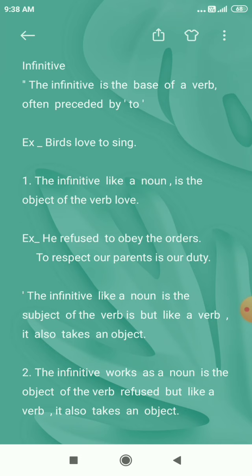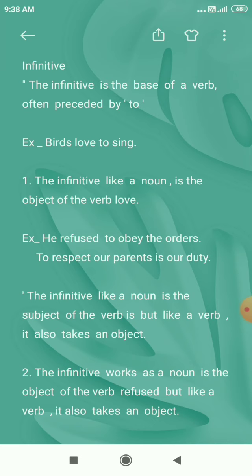The infinitive, like a noun, is the subject of the verb. But like a verb, it also takes an object. The infinitive works as a noun, as the object of the verb refused.